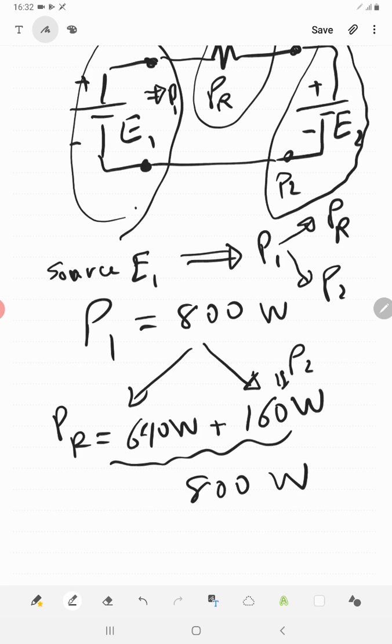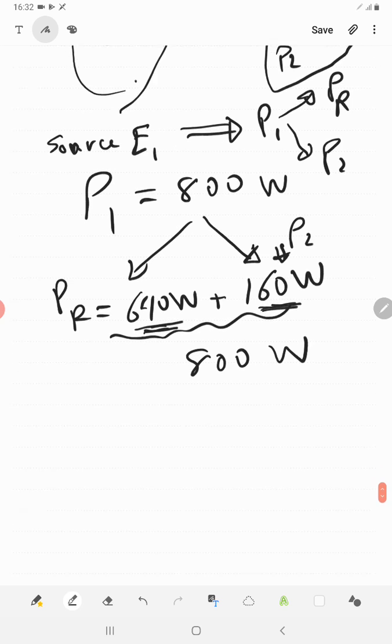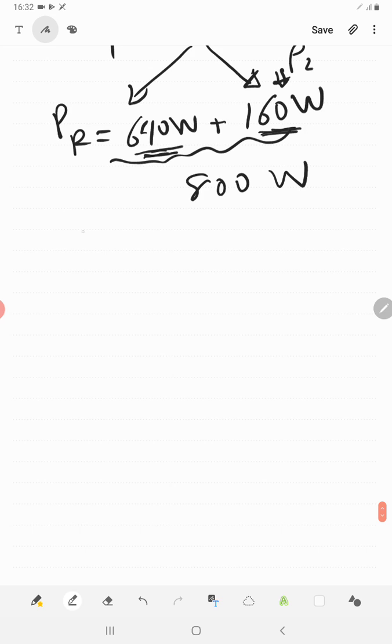is P2. So part of the 800 will be dissipated in the resistor, and the other part will be supplied to source E2. So in this case, source E2 takes power. It doesn't supply power, it takes power from the source. Take another example.